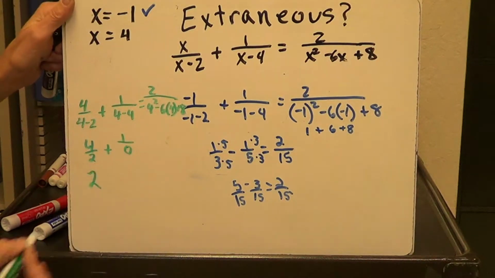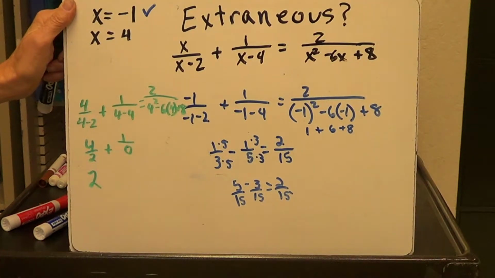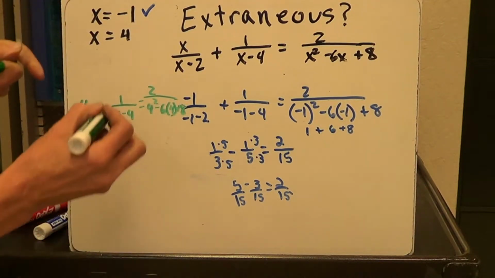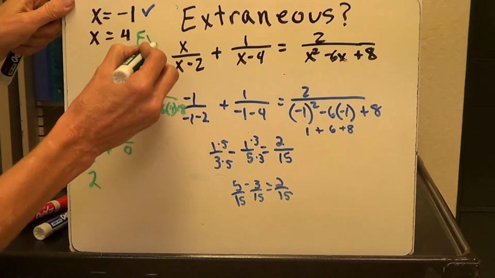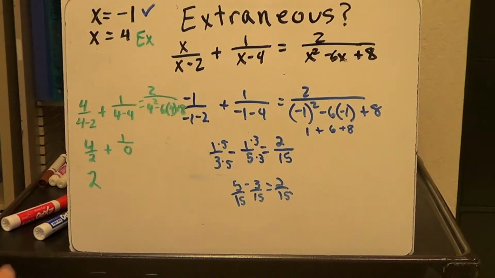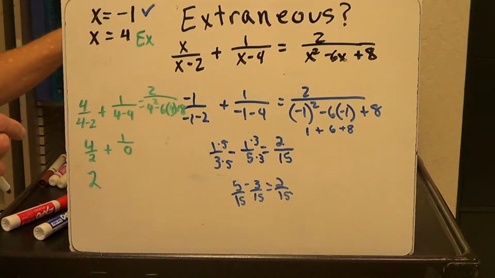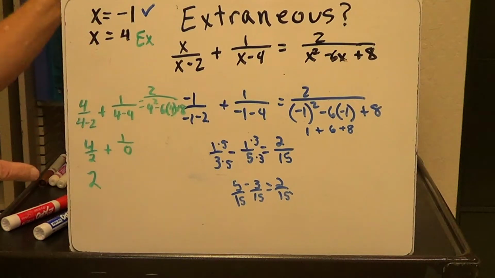Can we have a 0 on the bottom of a fraction? Hopefully you're saying no. So it's undefined right there. We can stop right there and say this is extraneous. That's what an extraneous means. Now I'll show you a little shortcut. You can eliminate having to check that.